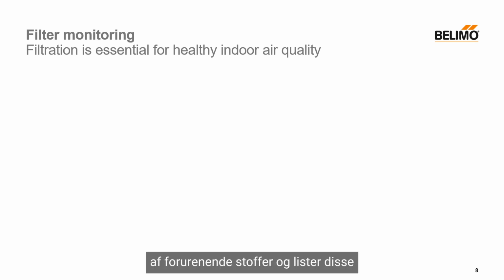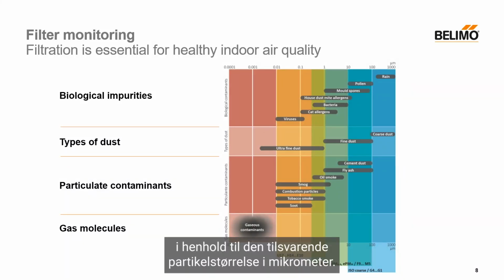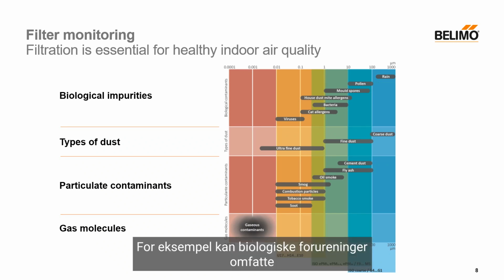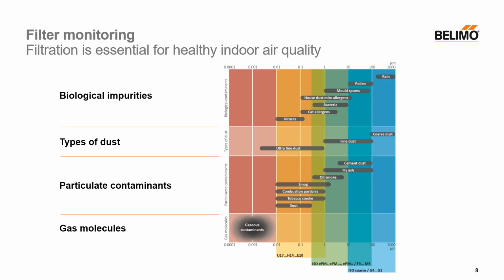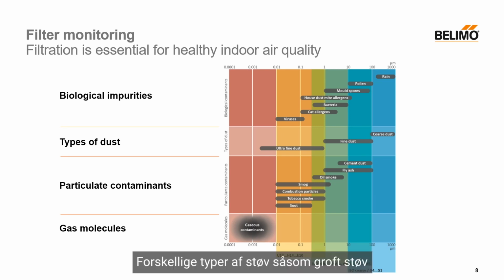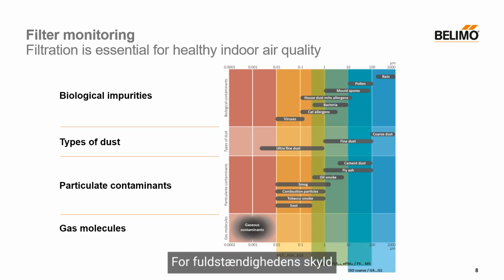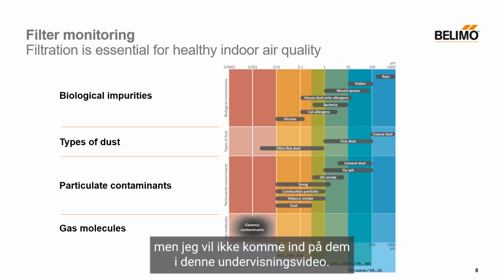The following table shows types of contaminants and lists the contaminants according to the corresponding particle size in micrometers. For example, biological contaminants include viruses, pollen, or even fungal spores. Different types of dust such as coarse dust or fine dust are also listed in the table. Particulate pollutants include soot, but also tobacco smoke. For the sake of completeness, gas molecules are also listed in this image. But I will not go into these in this educational video.